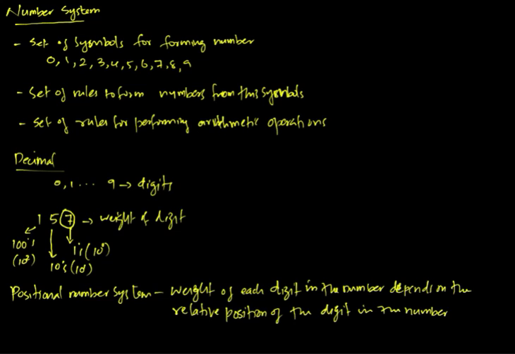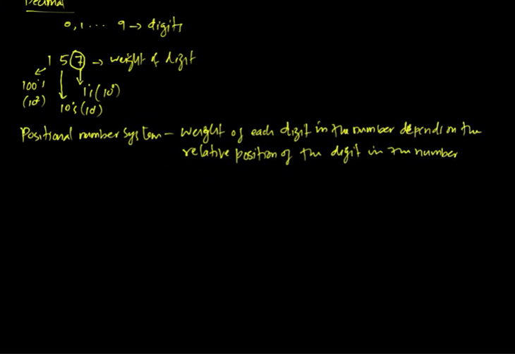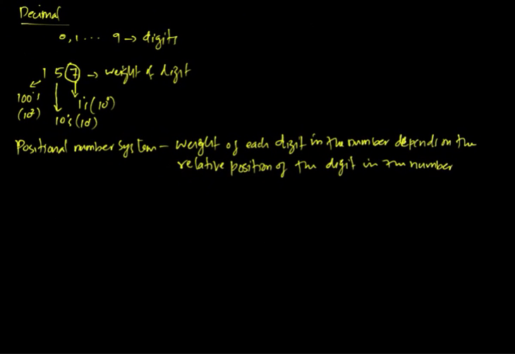Now if you consider all the number systems which are familiar to you, or which you have at least come across, that is decimal, binary, ternary, octal, hexadecimal, all are positional number systems, examples of positional number systems.